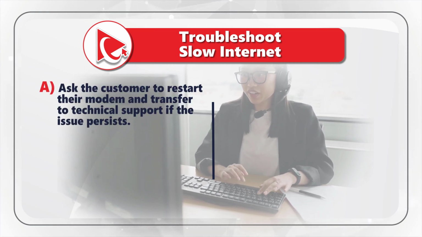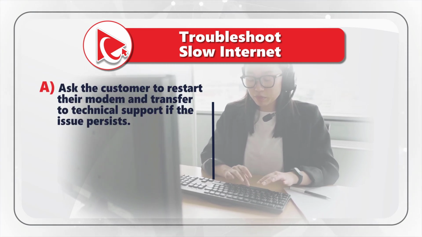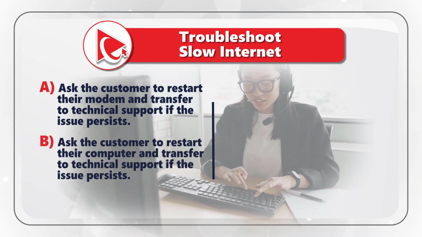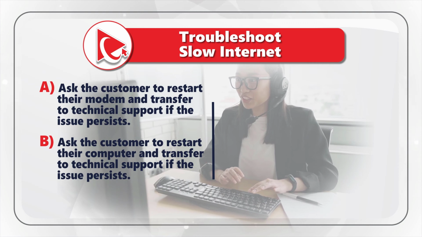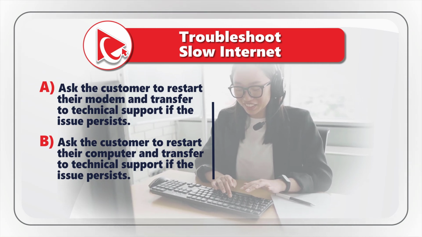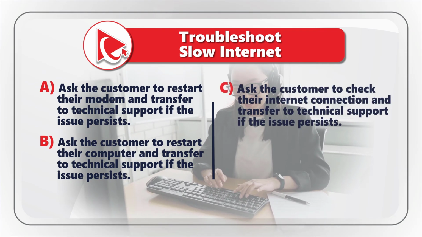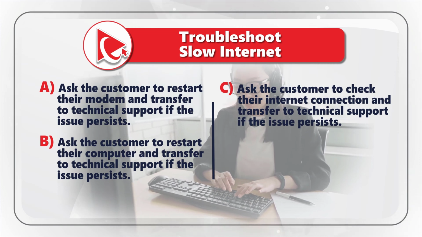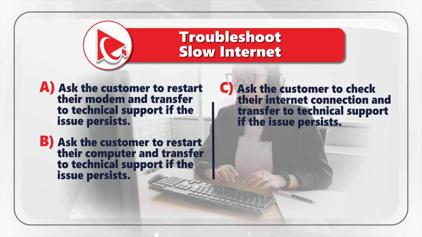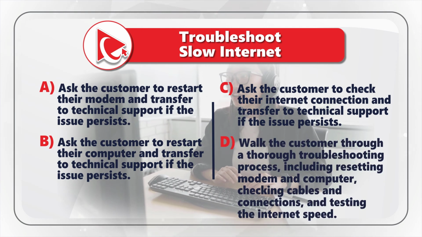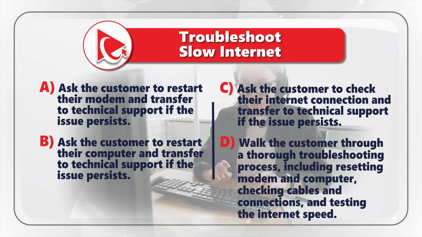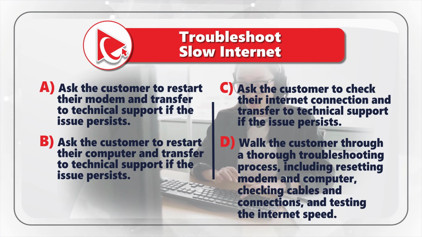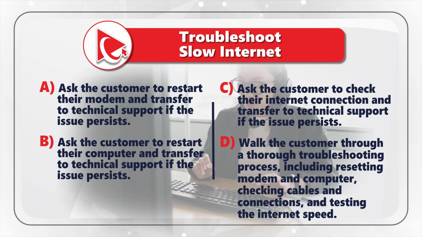Choice A. Ask the customer to restart their modem and transfer to technical support if issue persists. Choice B. Ask the customer to restart their computer and transfer to technical support if issue persists. Choice C. Ask the customer to check their internet connection and transfer to technical support if the issue persists. And last but not least, choice D, walk the customer through the thorough troubleshooting process, including resetting the modem and computer, checking cables and connections, and testing the internet speeds.